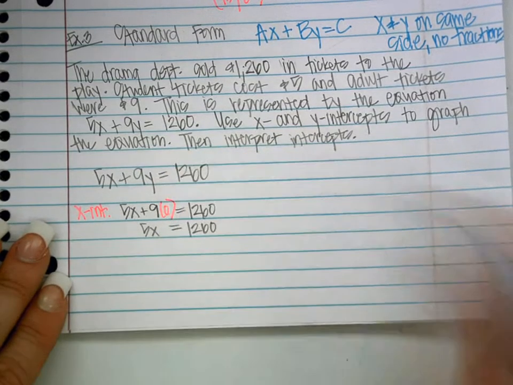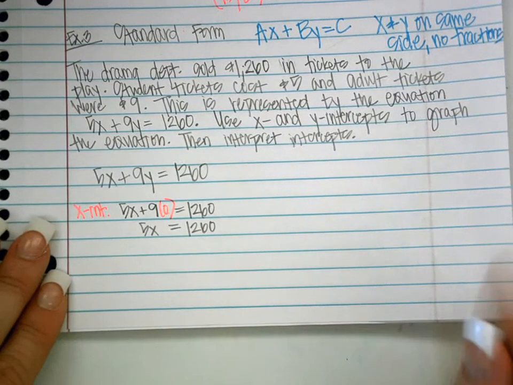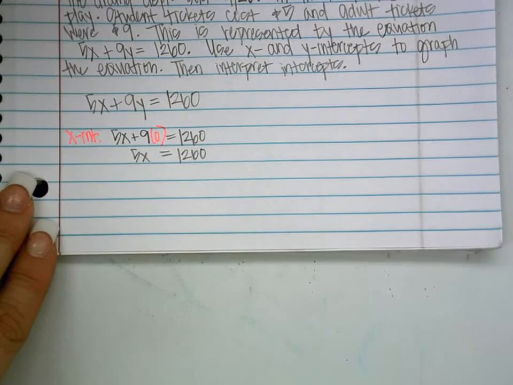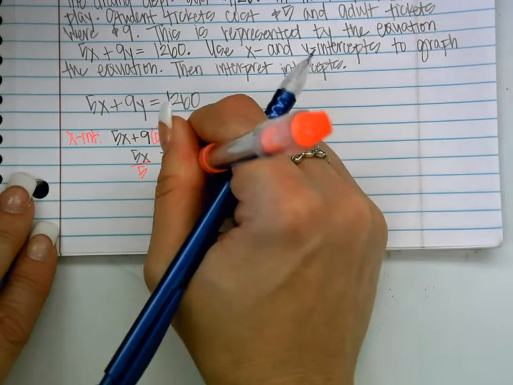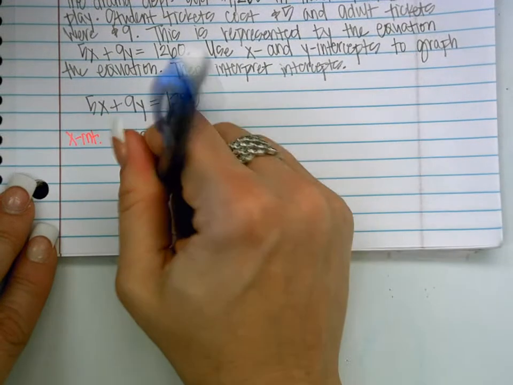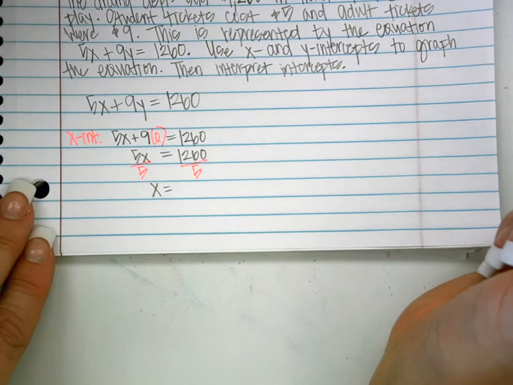How would you solve for x? Divide both sides by 5. I'm going to let you guys do that on the side of your paper and tell me what x equals. So do 1260 divided by 5.